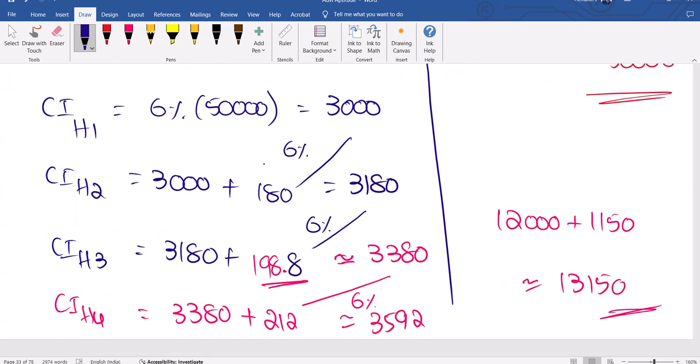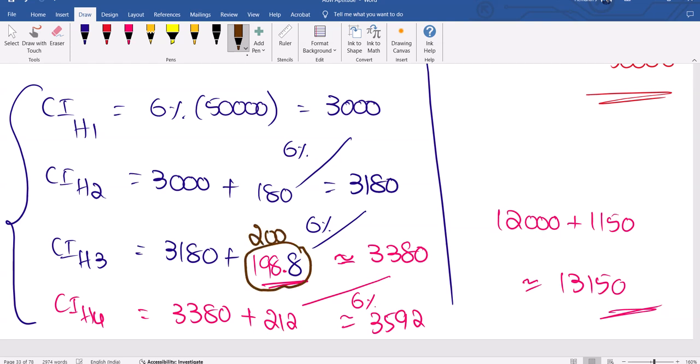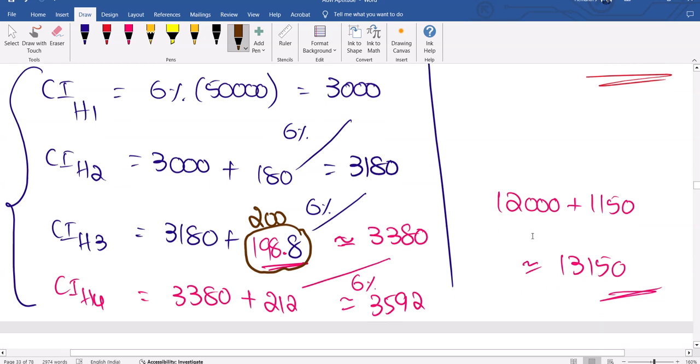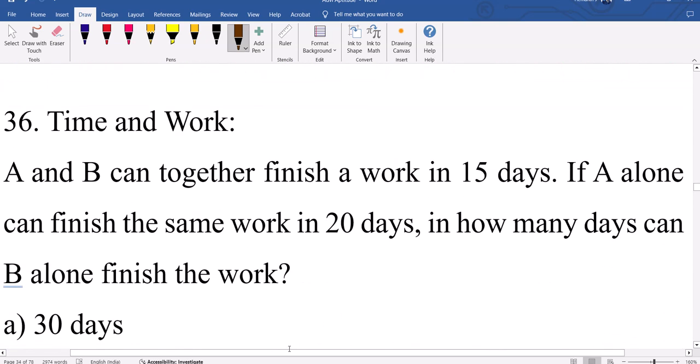This is what is recommended in exam when there are four terms. We can do approximation here, 198.8. I took this as 200. I approximated this as 200. Right? So you can focus. This is 13,150 close to that. The next question, time and work. What's your answer here?